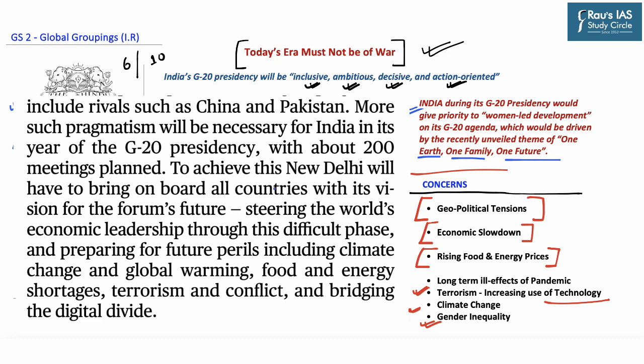And accordingly, the editorial concludes by saying that to achieve this, New Delhi will have to bring all countries on board with its vision for the forum's future, steering the world's economic leadership through this difficult phase, and preparing for future perils, including climate change and global warming, food and energy shortages, terrorism and conflict, and also bridging the digital divide. So it is a proud moment for India to host the presidency of G20 from December and later the presidency of SCO, but along with it will also come various challenges and concerns. So this article becomes important from the perspective of GS paper 2 under the subheading of global groupings.